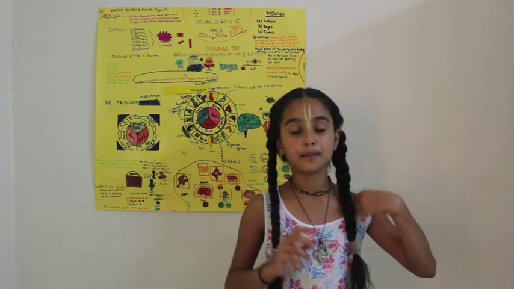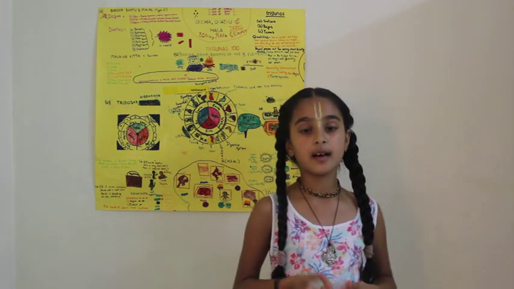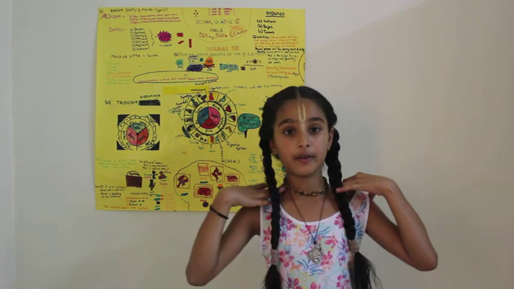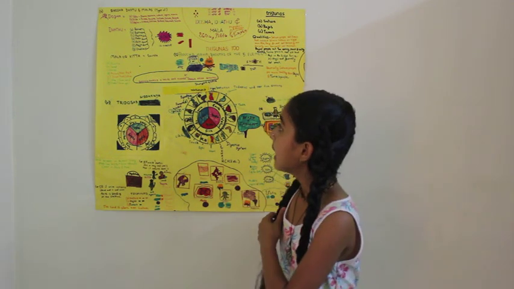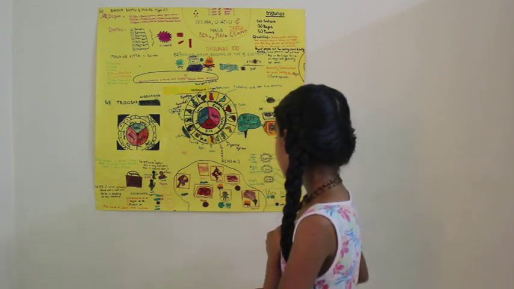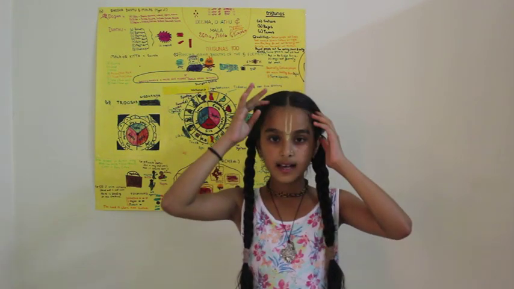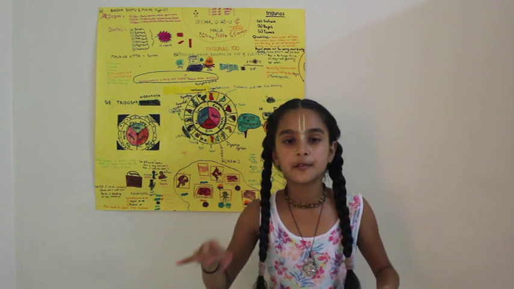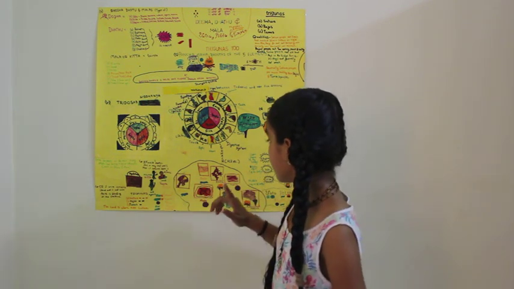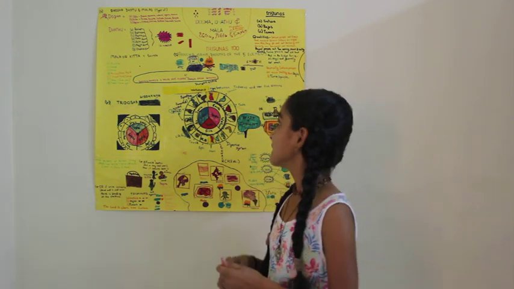Rakta is blood, the blood tissues. Then Mamsa is the muscle tissue. And Meda is the adipose fat tissue, and Majja is the bone marrow, which fills the empty spaces of the bones with fat and provides nutrition. Then Shukra is the reproductive tissue.